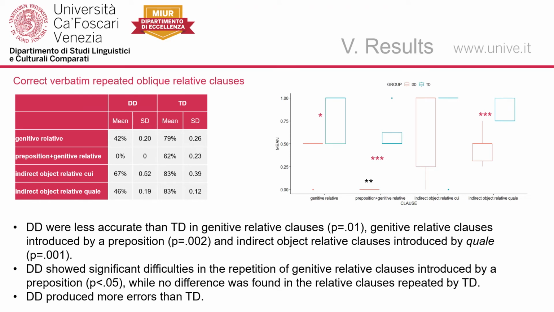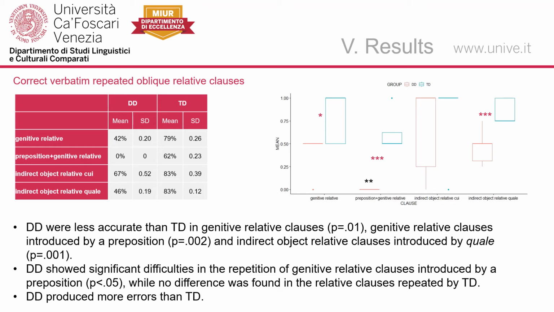The students with dyslexia were less accurate than the typically developing students in genitive relative clauses, 42% versus 79%, and in genitive relative clauses introduced by a preposition, which DD students did not succeed in repeating verbatim, while TD students repeated with an average of 62%, and indirect object relative clauses introduced by Quale, 46% versus 83%. As for indirect object relatives introduced by Cui, the distribution of the repetitions by the DD group presents much more variability than the other structures.